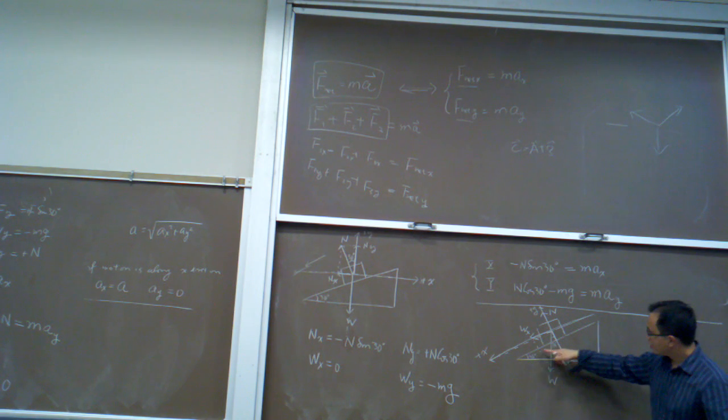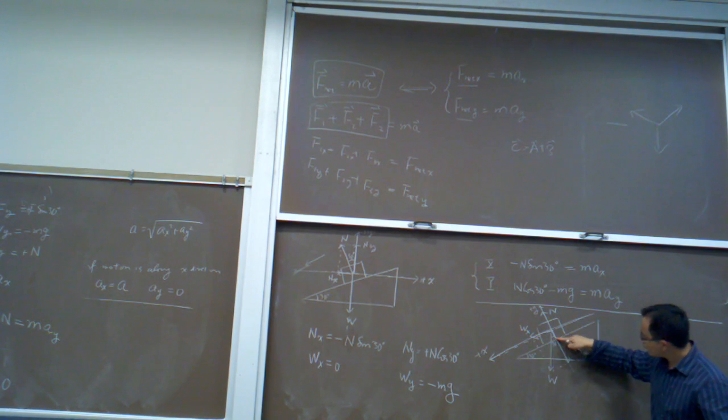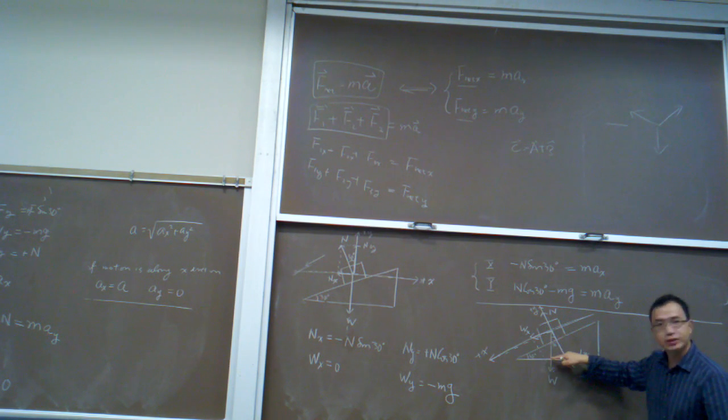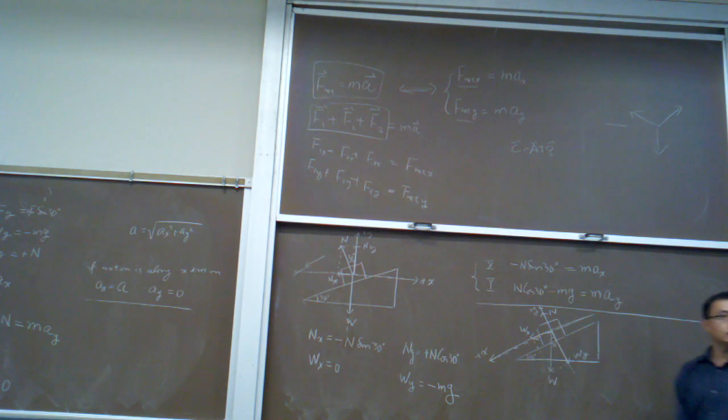Another way to check is looking at this triangle and this triangle. This plus this equals 90 degrees. This plus this equals 90 degrees. But this equals this. So this equals this.